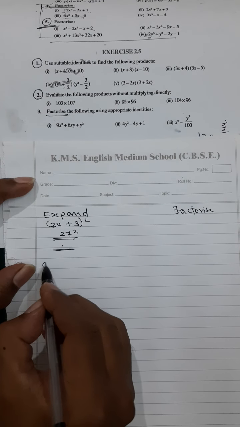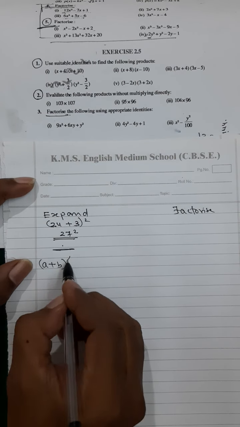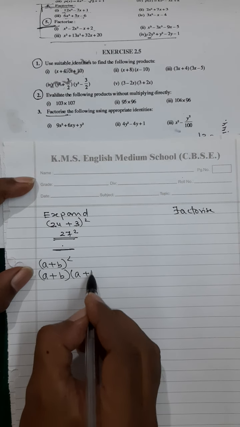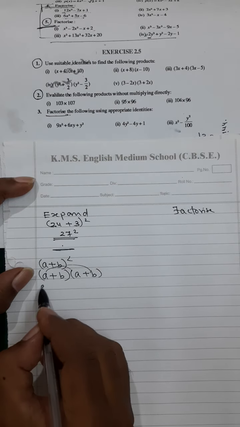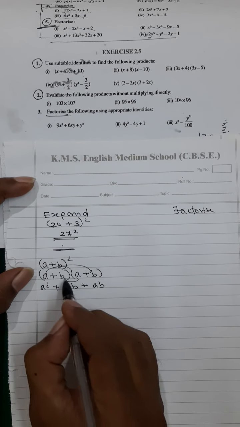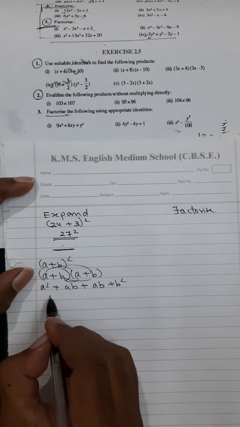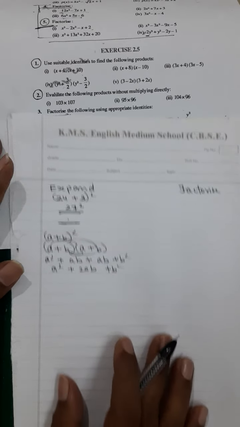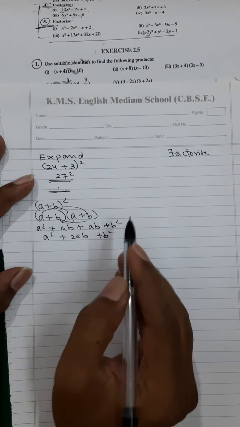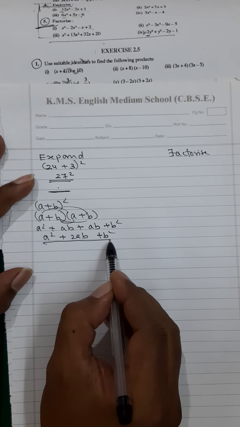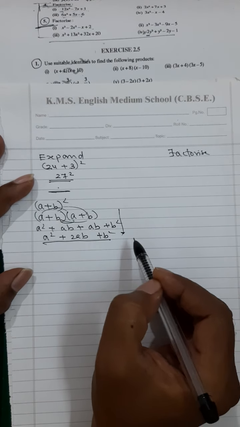Same, supposing if it is a plus b the whole square, then actually you are doing a plus b into a plus b and you are actually solving this bracket. And you get this. But then instead of using this multiplication of bracket, we use identities and we directly reach to this answer. That is what we do with the help of identities.